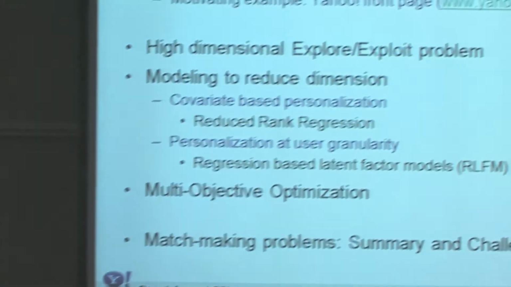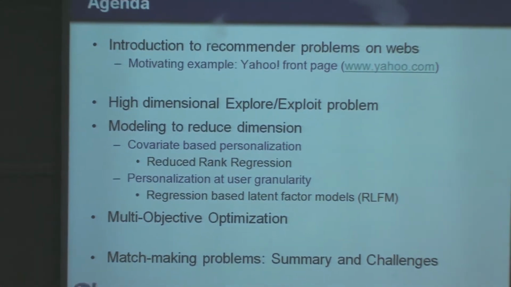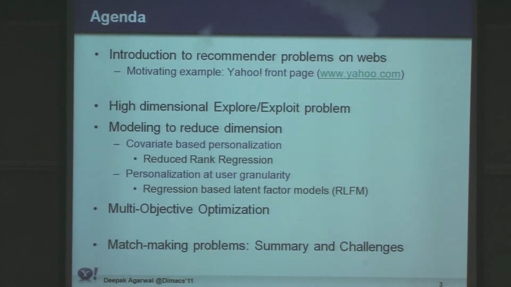Okay, so here is the agenda. I'm going to begin with a brief introduction, and the introduction would be through a motivating example, which is content recommendation on the Yahoo front page. I'm going to discuss why it's a high-dimensional explore-exploit problem rather than a supervised learning problem or a regression problem, which is common in statistics. Nevertheless, even though it's an explore-exploit problem, one could still use regression ideas to reduce the dimensionality of the problem.